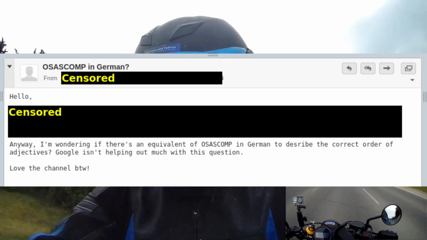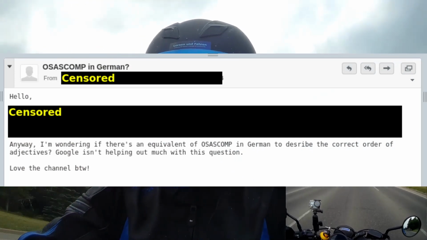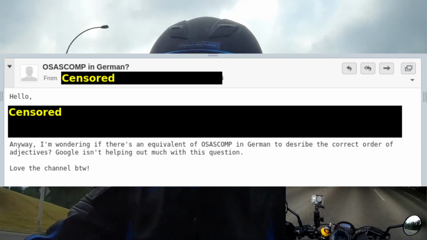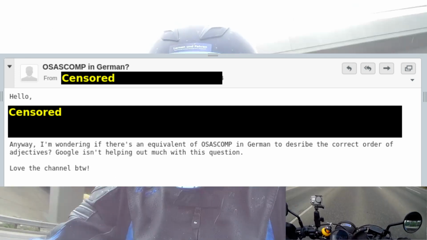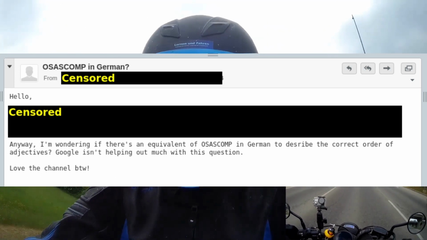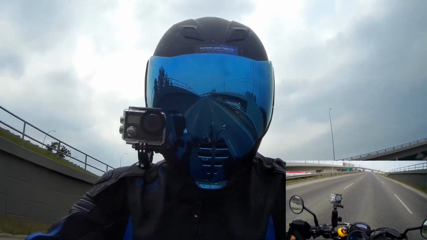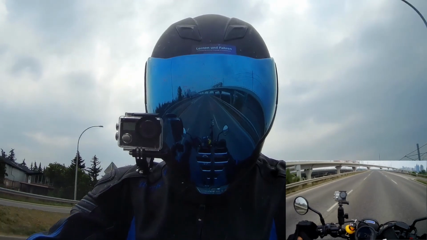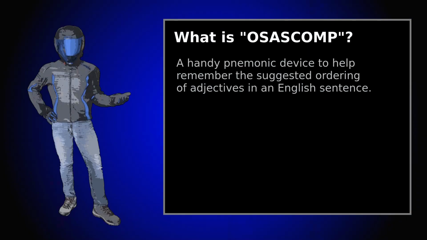It was something like, can you please describe the similarities and differences between English and German when it comes to adjective word order? If there's more than one adjective in the sentence, how do you order those adjectives? In English, we have something called OSASCOMP, and I'm wondering if there's an equivalent to that in German. Now, my first reaction to that question was, what the heck is OSASCOMP? OSASCOMP is a handy mnemonic to help people remember the order of adjectives in an English sentence.